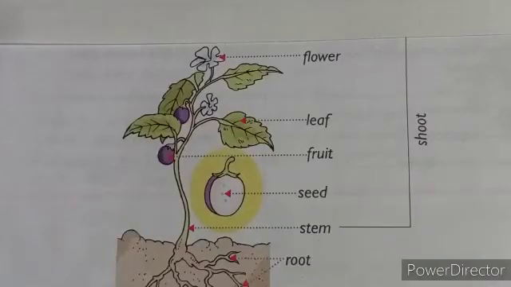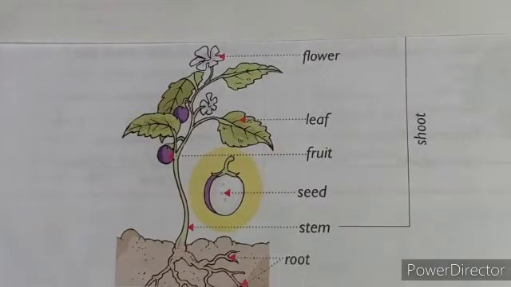Okay? Students, plants have roots, stem and leaves. Some plants also have flowers, fruits and so on, right? These parts work together to help the plant live and grow. The main parts of a plant are shoot and root.